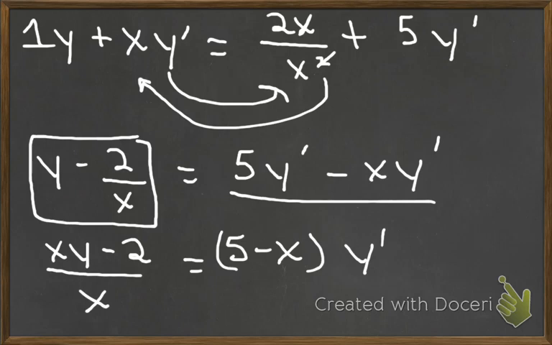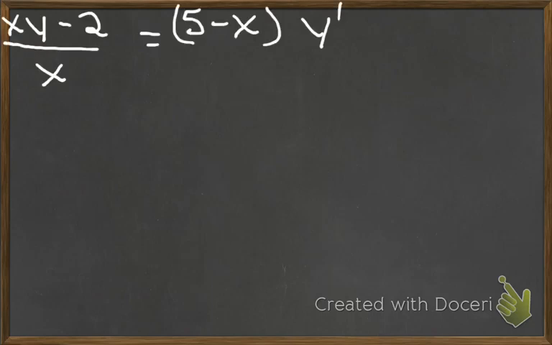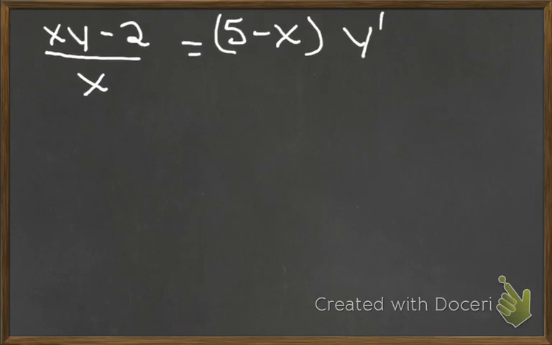So this is where I am right now. Let me get this and grab it and put it on the other slide. Move that over so we can see it. So that's where I am now. So my last step is going to be to divide both sides of the equation by the coefficient of y prime, which is that 5 minus x.